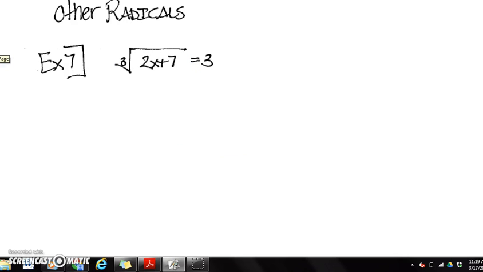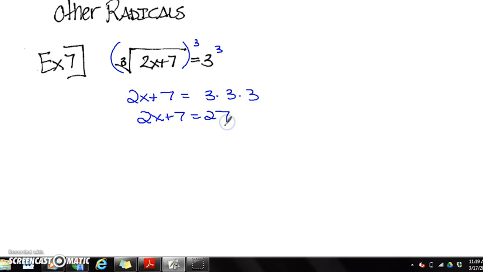All right, now we have other radicals. This is the cubed root, so to get rid of the cubed root, you're simply going to cube both sides, which means you're going to have 2x plus 7 here. But on this side, it's like saying 3 times 3 times 3. 2x plus 7 equals 27. Let's subtract our 7. 2x will equal 20. Divide by 2, x will equal 10.